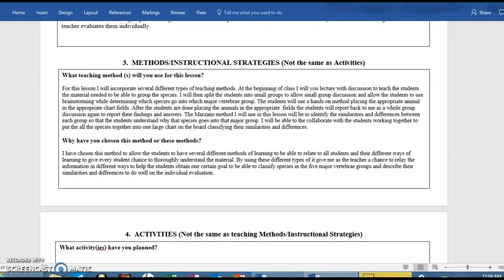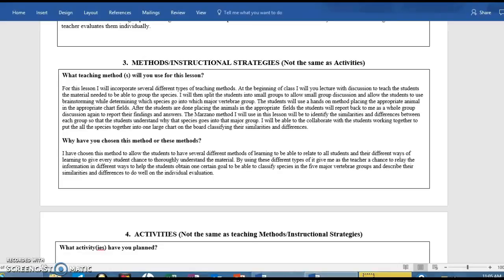Then we'll move on to section 3 of the lesson plan, method instructional strategies. What teaching method will I use for this lesson? For this lesson, I will incorporate several different types of teaching methods. At the beginning of class, I will lecture with discussion to teach the students the material to be able to group these species. I will then split the students into small groups to allow small group discussion and allow the students to use brainstorming while determining which species goes into which major vertebrate group. The students will use a hands-on method, placing the appropriate animal in the appropriate chart fields.